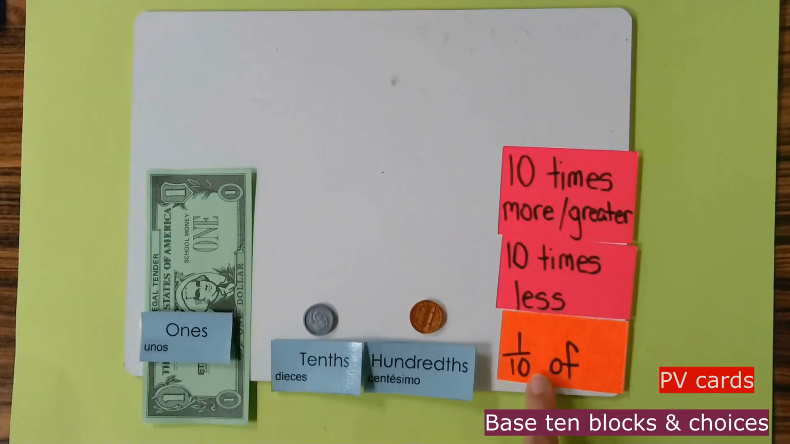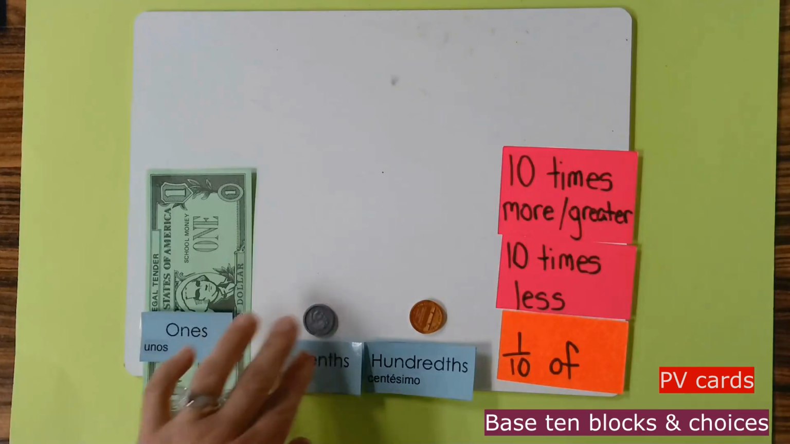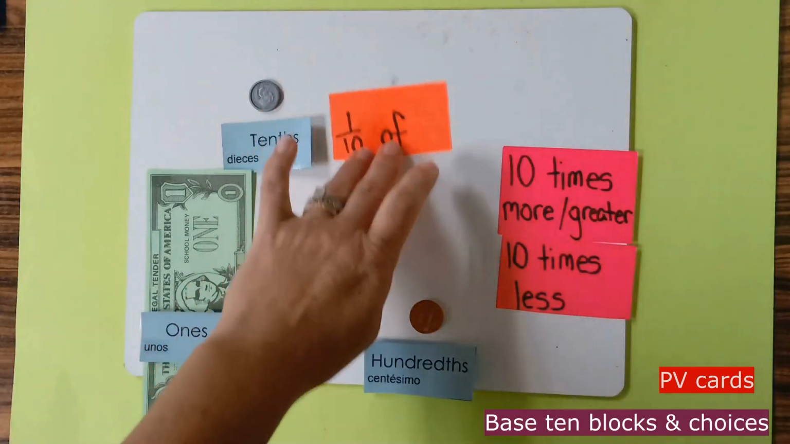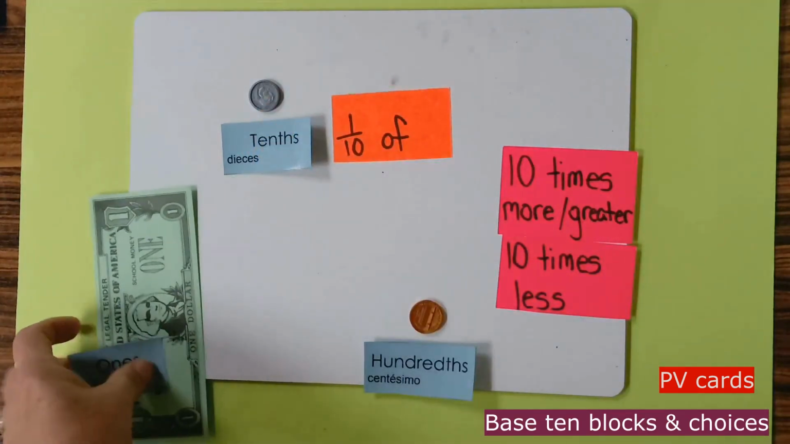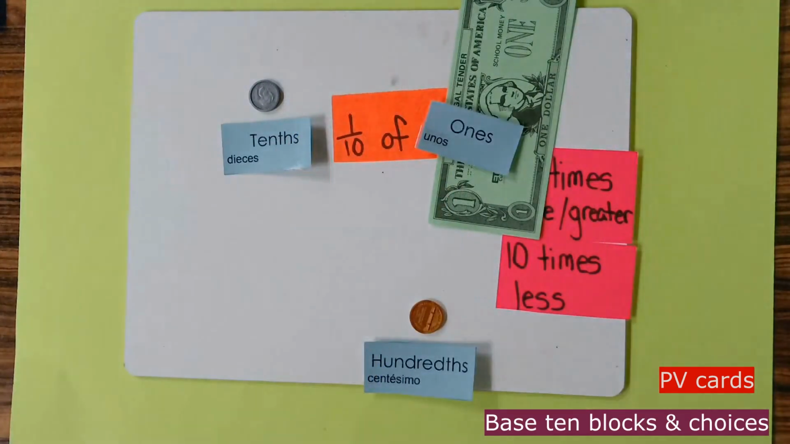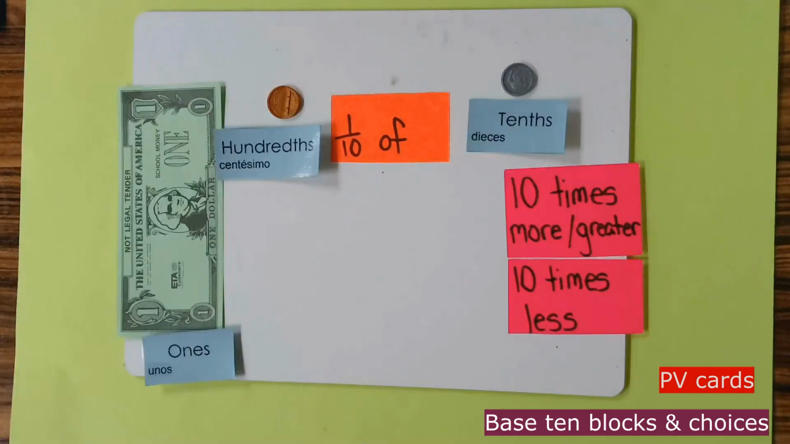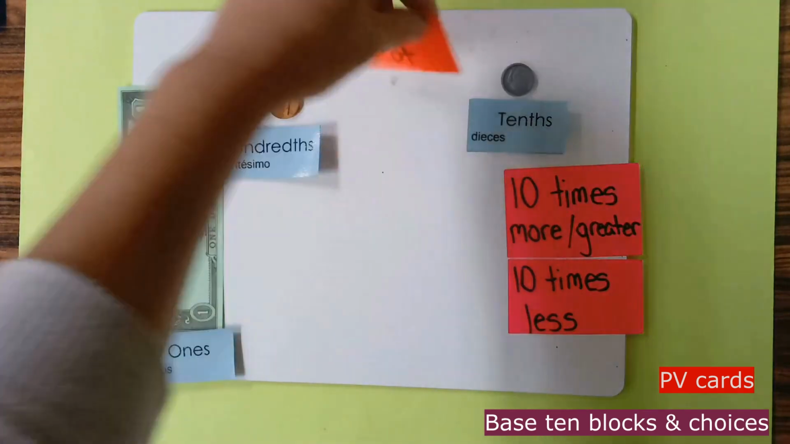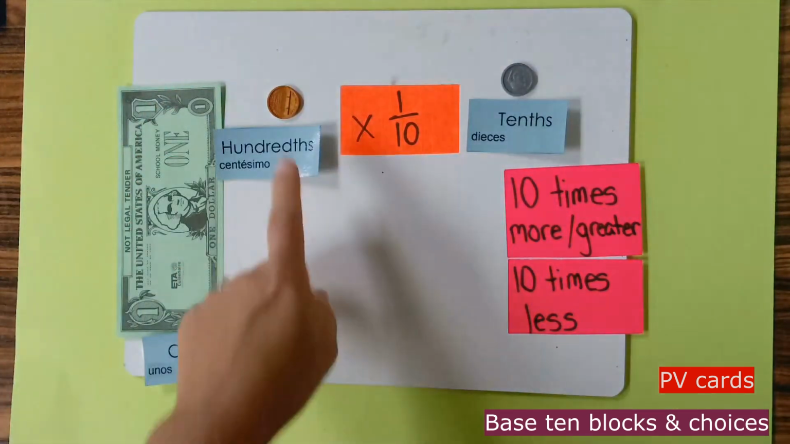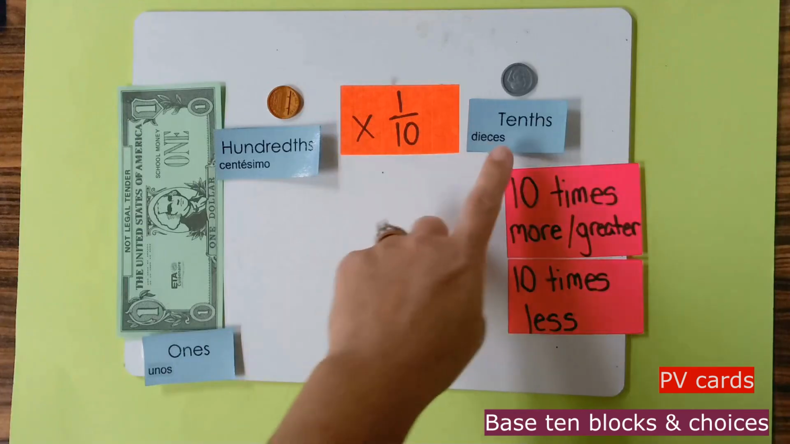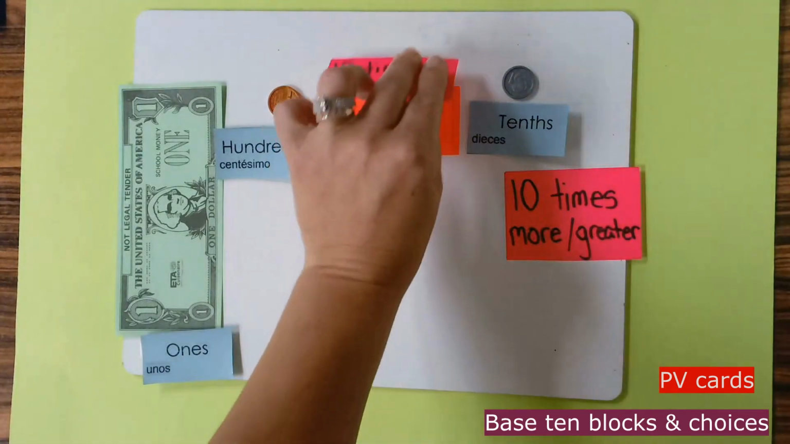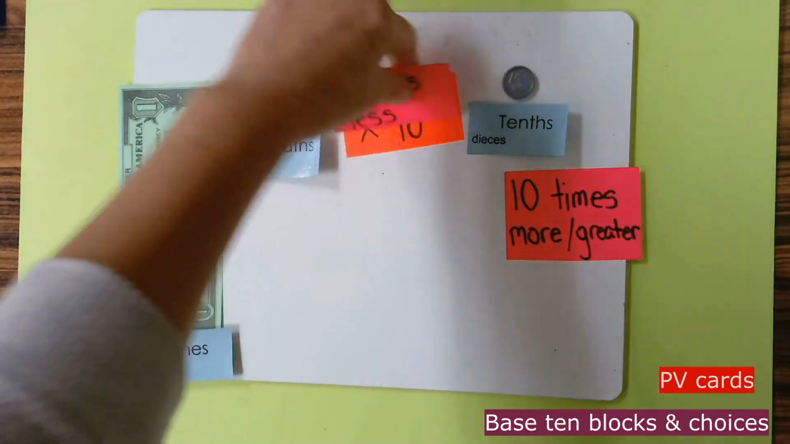Now we reintroduce the vocab they should have of 1/10 of, which essentially is the same thing as saying 10 times less. On the back of each of these, I have written the math that is supposed to happen to prove the statement true or false.